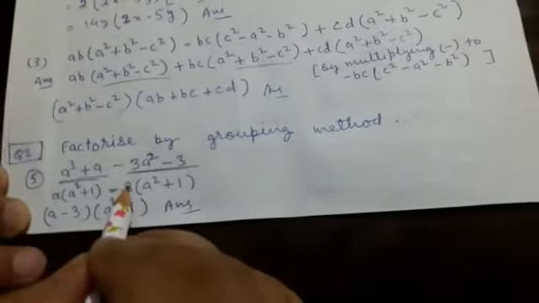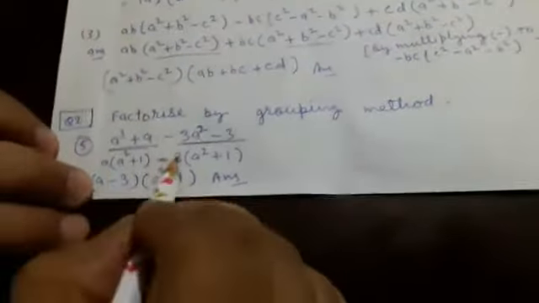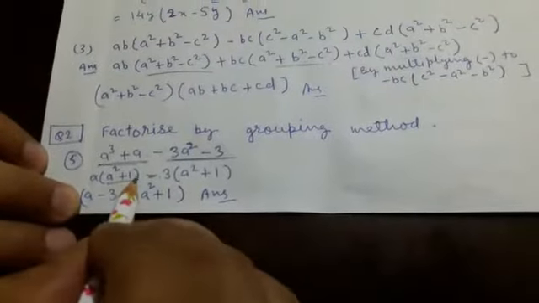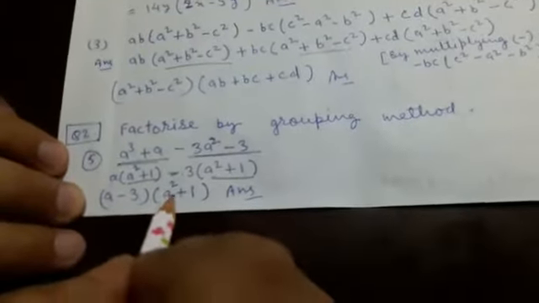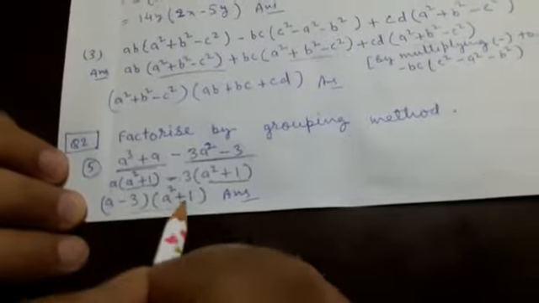Now a minus 3, we will make it a group here, a minus 3, and these are the same, no? So we'll take it common here. a square plus 1 will be the other factor, so our answer will be (a minus 3)(a square plus 1). This will be our answer.